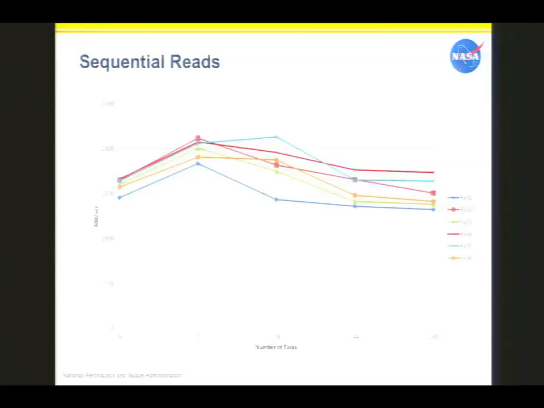Same thing with reads, very similar graph. These peak right above 2 gigabytes a second. And I should mention, I didn't mention in our hardware specs that we are using FDR InfiniBand from Endeavor into Pleiades. So we did expect much better performance.